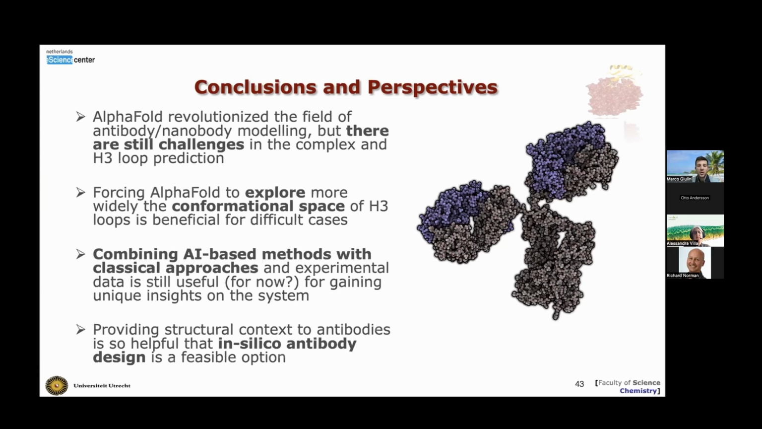And what I can say as a perspective is that, especially if you follow the works of the Baker Lab in the last year, we can see that now the structural methods for predicting antibodies and nanobodies are so powerful that a fully computational in silico antibody design protocol is really a feasible option. So this can save a lot of time in experimental work.